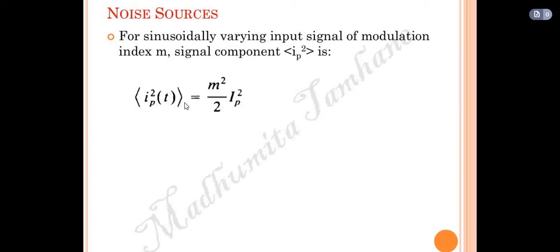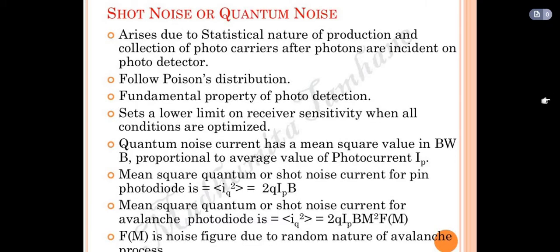I_P square of t is equal to m square by 2 I_P square. So this is what I_P square is, nothing but the signal component of current. That's how we are able to obtain its noise source as well. Clear? So this is the way we obtain it, and we are able to find out its noise source.